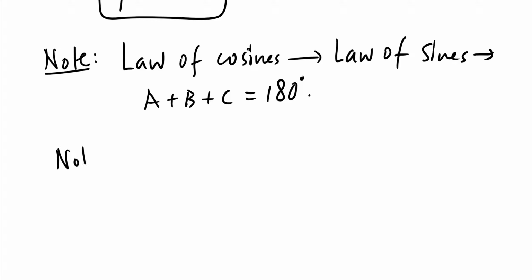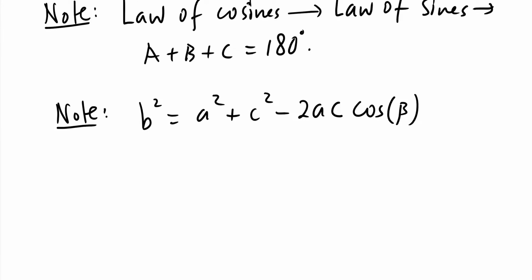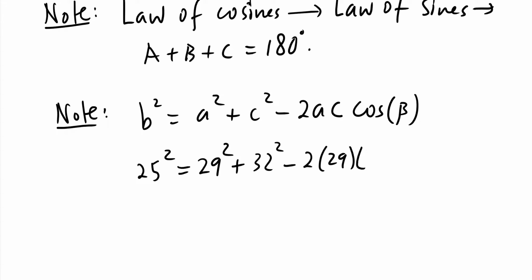Another note, if you happen that you want to find beta using law of cosines, that's okay. You start with B squared because you want beta. A squared plus C squared minus 2A times C cosine beta because you need beta. Okay, so now I want to solve for beta. So what you can do, you can substitute. B was 25, A was 29, C was 32, minus 2 times 29 times 32 cosine beta.